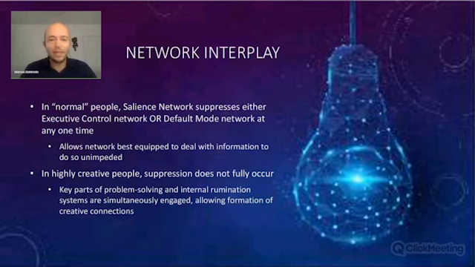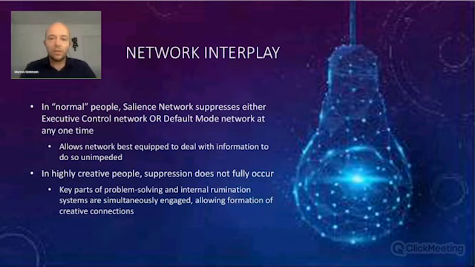However, in highly creative people, that mutual suppression does not fully occur. So you can have key parts of the problem solving and internal rumination systems simultaneously engaged. And what that then does is it allows for creative connections to be made on an ongoing basis as the default mode network is connecting things, ruminating, perspective taking, dealing with the before and the after, and the executive control network is paying attention to those, picking out things and allowing for more durable connections to be made as we're trying to figure out how to apply it.